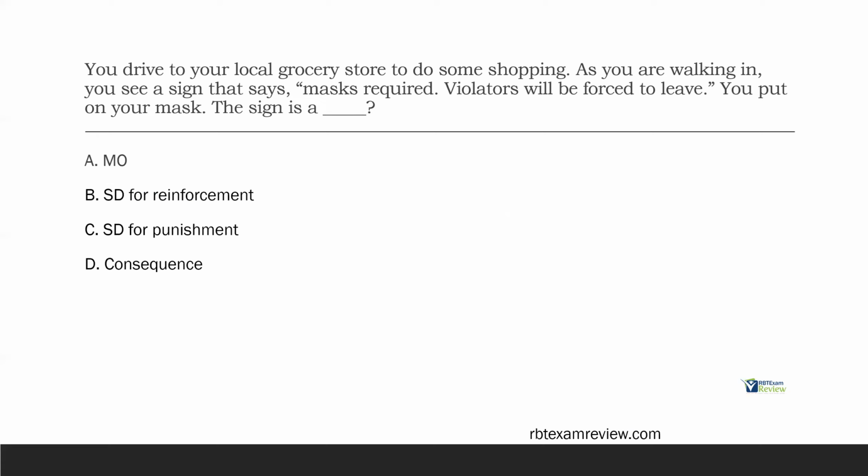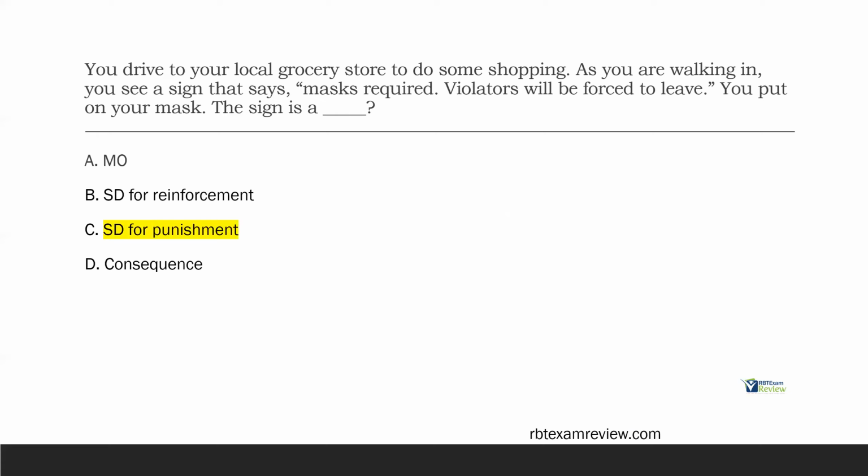So what is that sign signaling? The sign is signaling punishment, right? It's an SD for punishment. You see the sign. If you don't put on the mask, what's going to happen? Well, you're going to be, quote unquote, put in timeout. You're not wearing a mask, you go to timeout. It's the same as when you see a cop car, and you slow down. So the sign is signaling punishment.